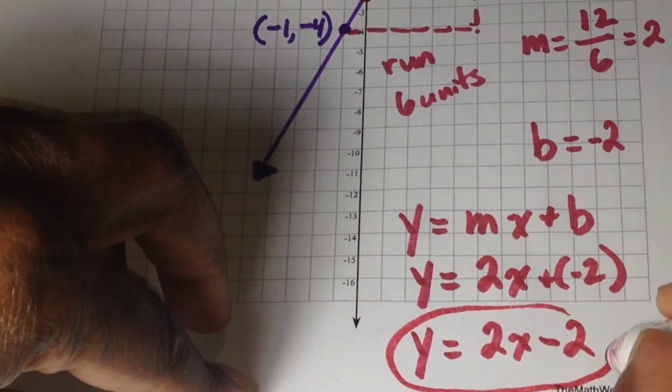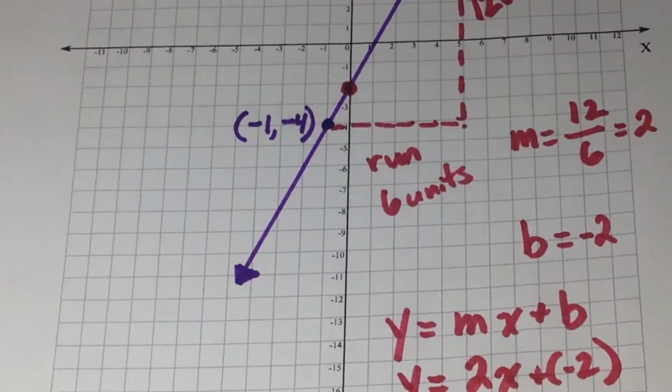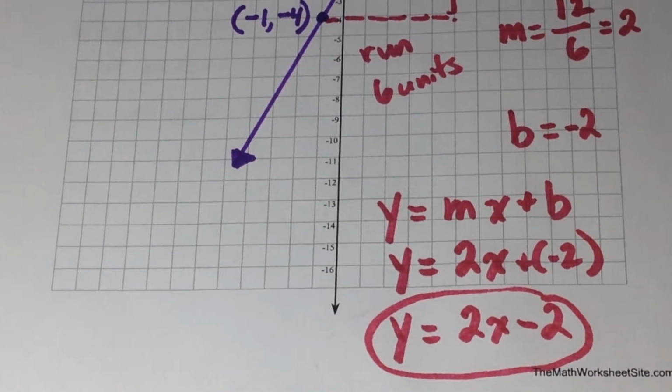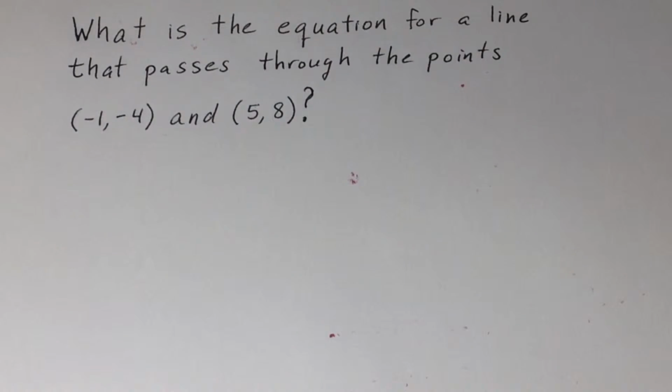That's the equation. Now, that's from looking at the graph. That's what you'll get as the linear equation. But now we're going to do this without the line. So how do we go about doing that?